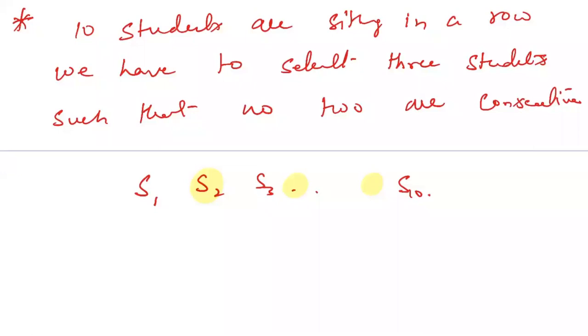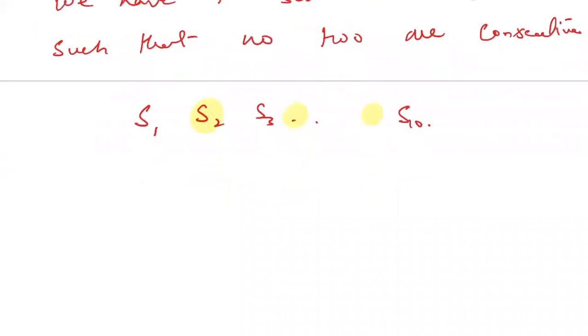See, 10 students are sitting in a row. We have to select 3 students in such a way that no two are consecutive, right? No two students are consecutive, right? So 1, 2, 3, 4, 5, 6, 7, 8, 9, 10. 10 students are there. So let's suppose what I'm doing, right?